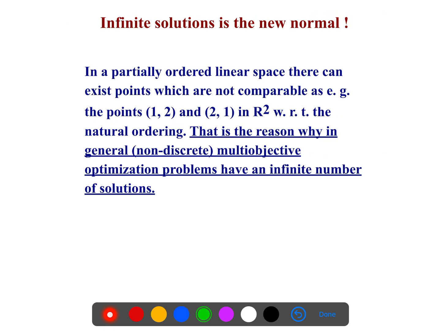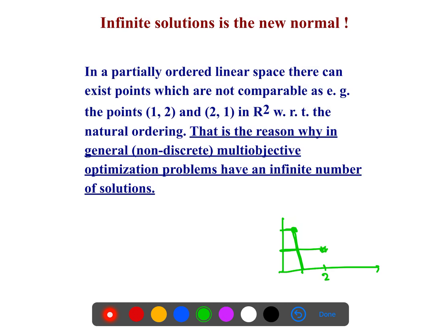That is the reason why, in general, non-discrete multi-objective optimization problems have an infinite set of solutions. Because, for example, in R2, if it is (2, 1), and this is (1, 2), okay?